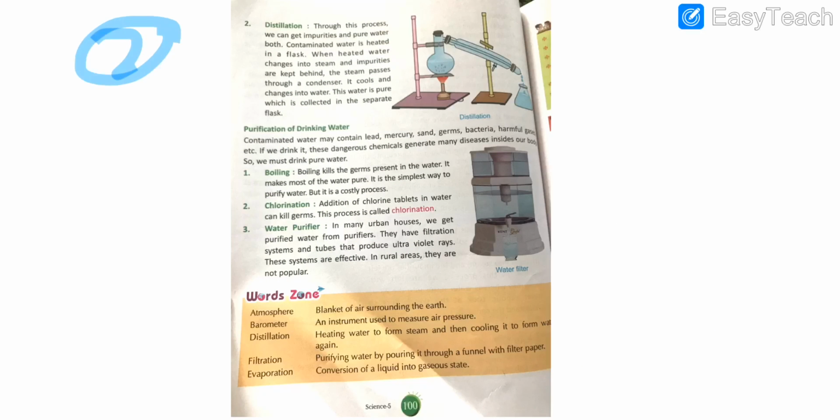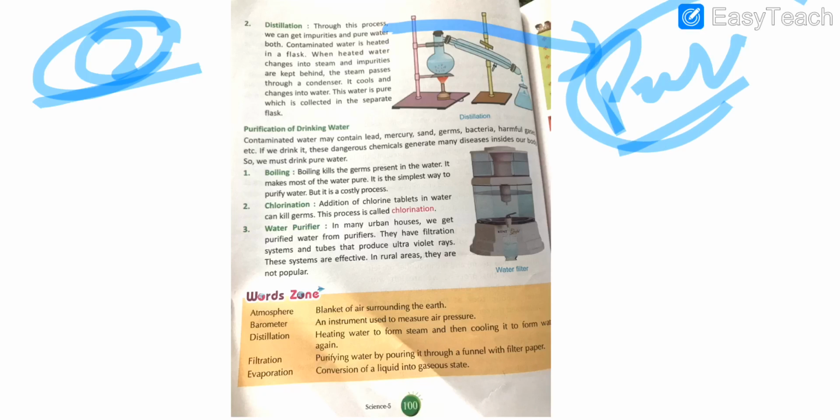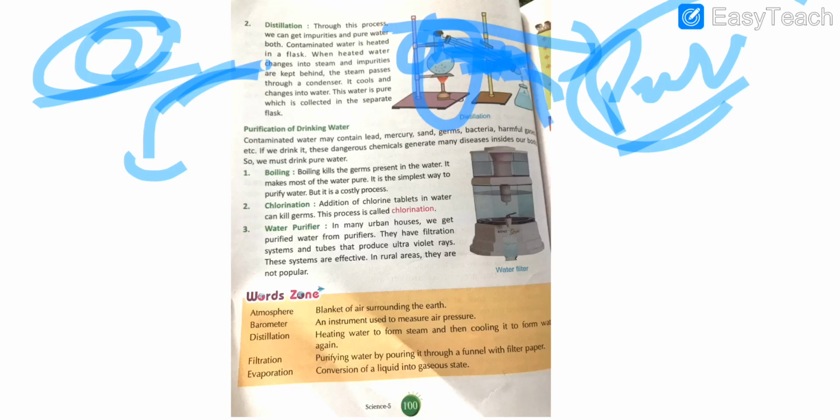The second process is distillation. What happens in distillation, students? Through this process we get the impurities back as well as the pure water back. The contaminated water is heated in a flask. This heated water changes into steam and the impurities are left behind. Students, the steam passes through the condenser. It cools and changes back into water, and this water is pure, which is collected in a separate flask, as you can see in your book, the method of distillation.